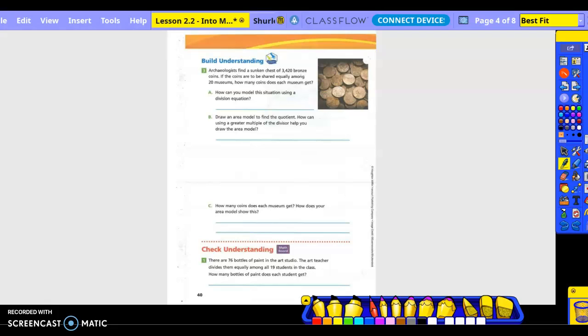Understanding numbers: archaeologists find a sunken chest of 3,420 bronze coins. If the coins are to be shared equally among 20 museums, how many coins does each museum get? How can you model this situation using a division equation? So we have 3,420 bronze coins, 20 museums. How many coins does each museum get? So what's my equation going to be? 3,420 divided by 20 equals C, right? For the coin. Don't forget to circle and underline. Circle your information, underline what you're looking for.